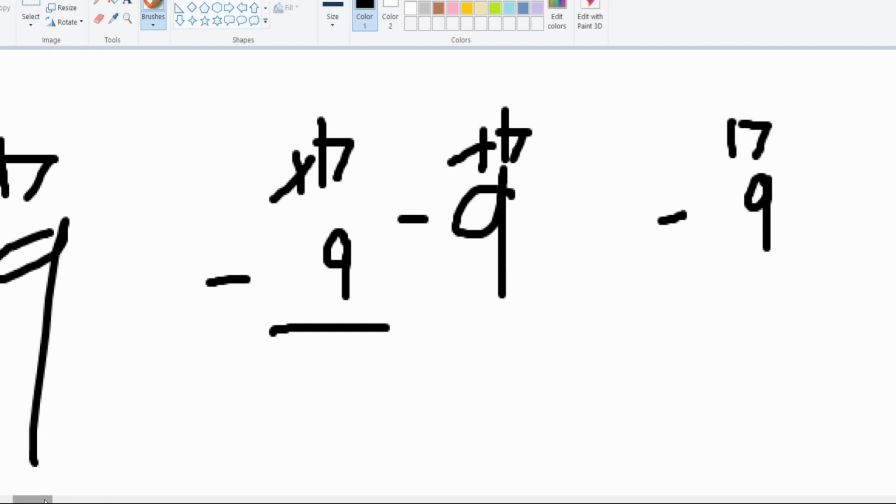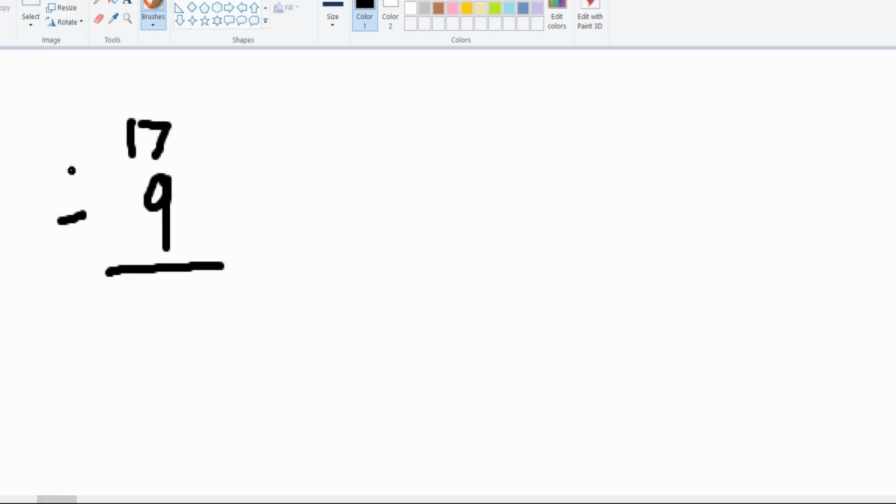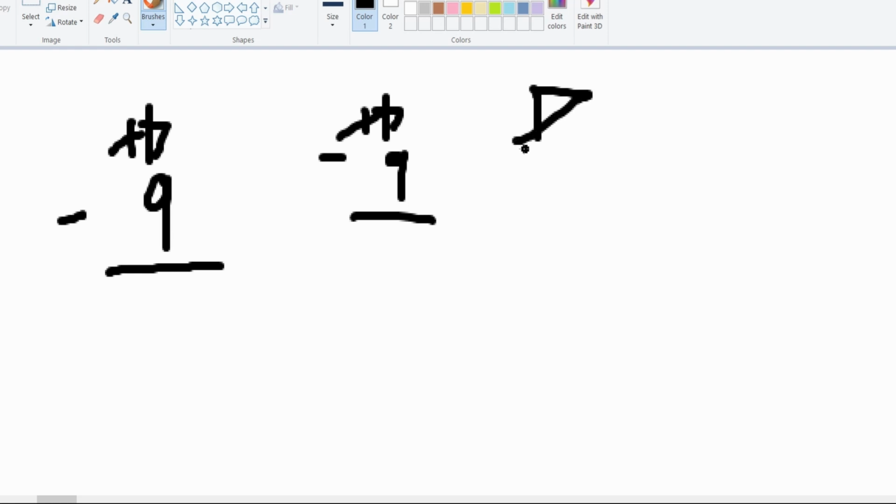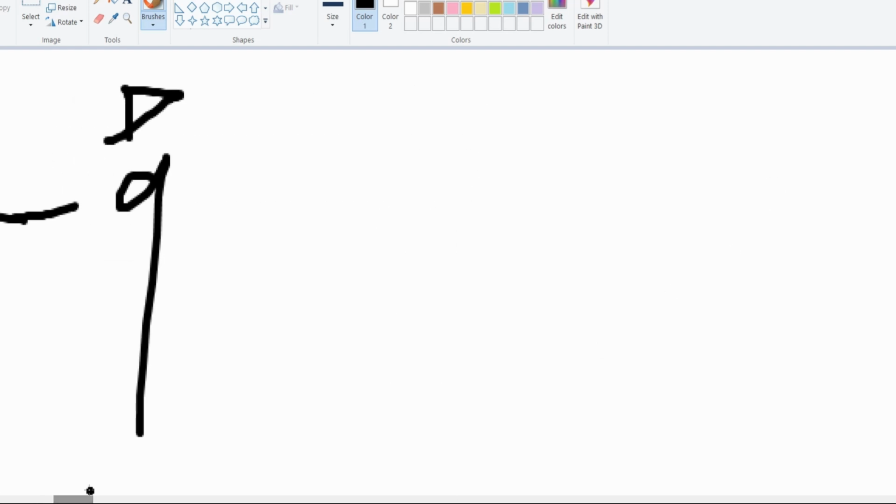So it's a pretty simple math problem. Once you get here, all you really need to do is cross out this 1, move it in front of the 7, and now you have 17 minus 9, which makes this problem even simpler than before. And this is where it gets tricky. So you have 17 minus 9, right?